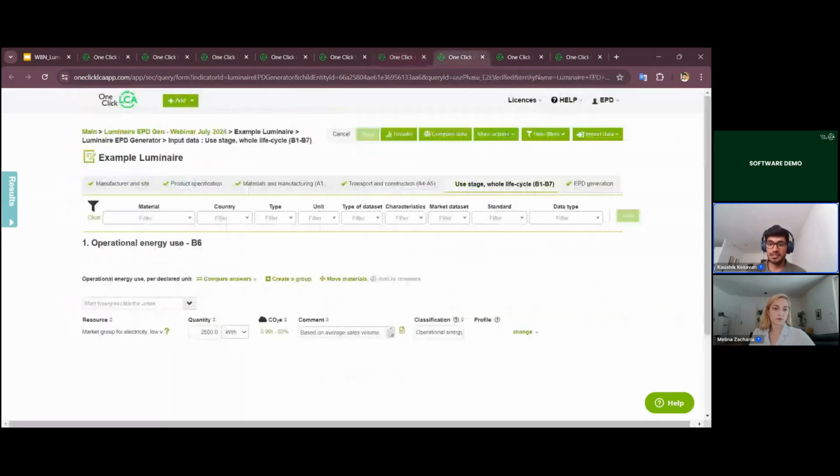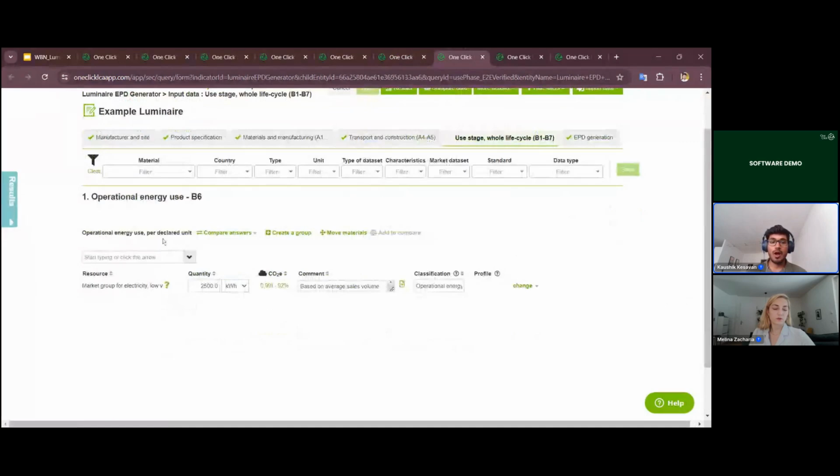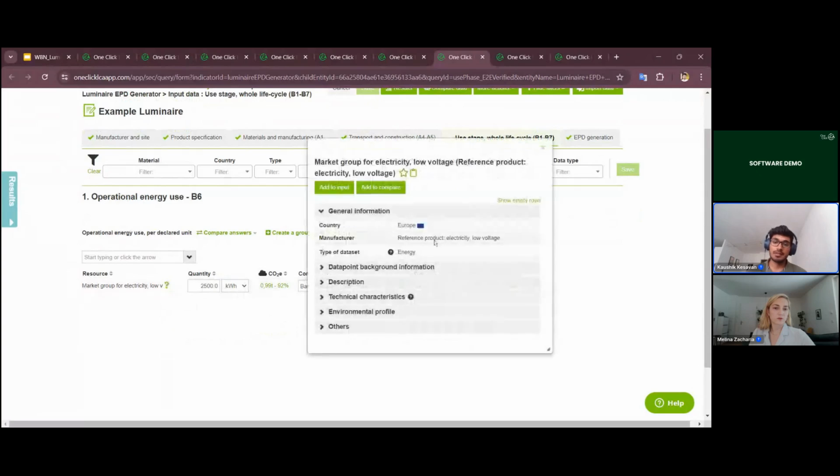Going to the next tab, use stage. So operational energy use. Now here I've chosen the grid electricity mix at the European level. So this is as an example, but it's often required to show the electricity at the country level where the product is present. So if you sell for, let's say, 3 countries in the Nordics, Finland, Sweden, and Norway, as an example, then you're going to have to show those 3 countries' specific data points, so 3 different rows here.